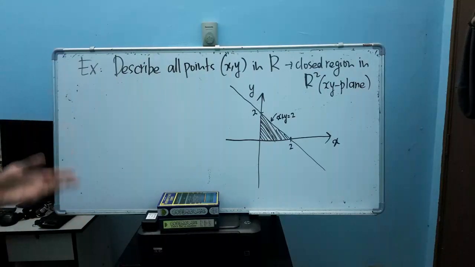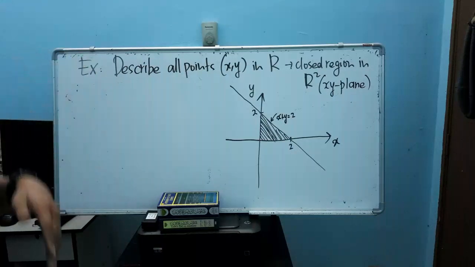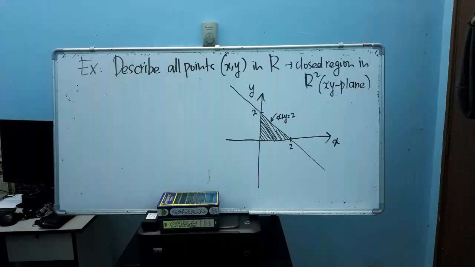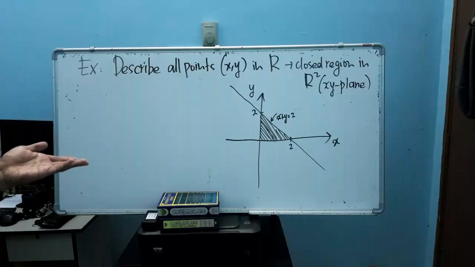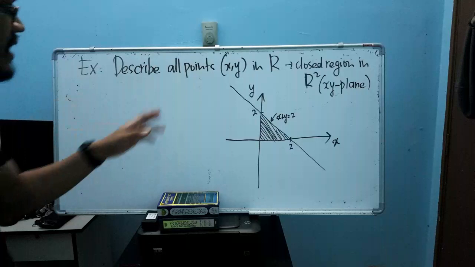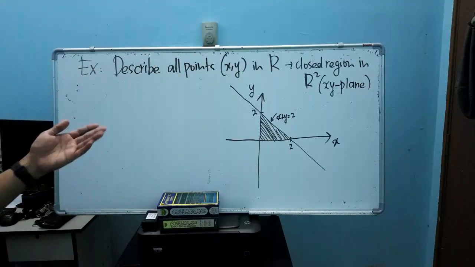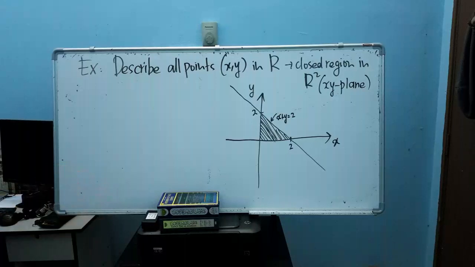Otherwise, if you make some mistake, that is another matter. But if you correctly describe all points in R with the first approach, it follows that the second approach should be correct too. So there is no need to check both approaches. Only choose one, whichever is easy for you.